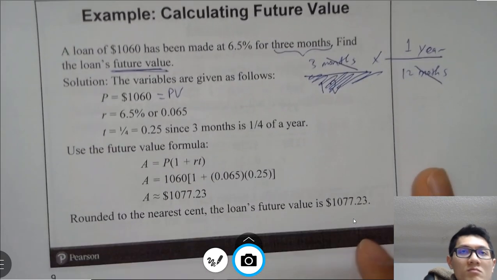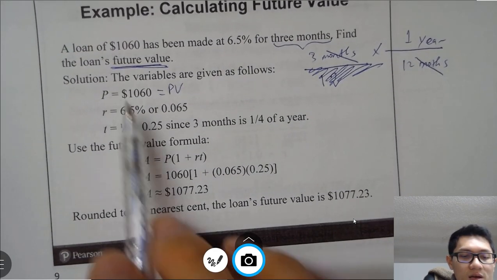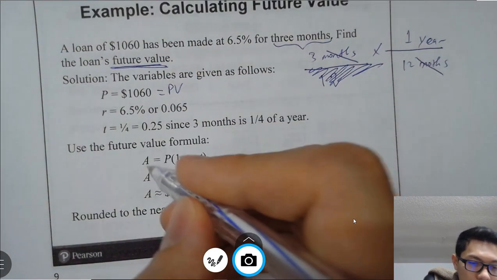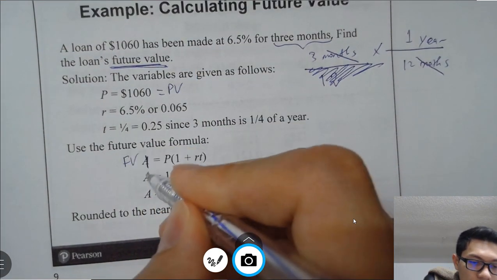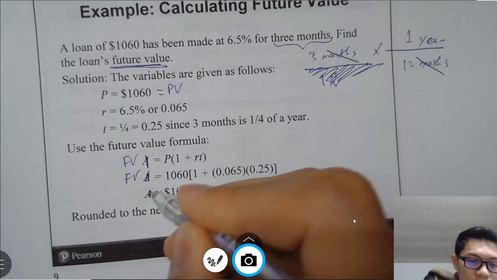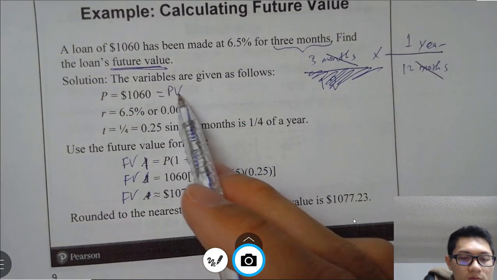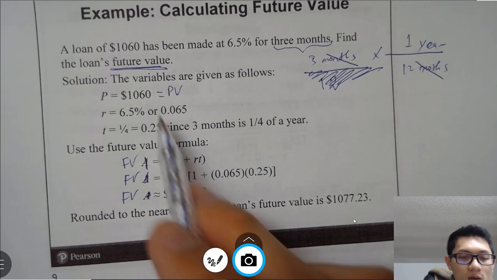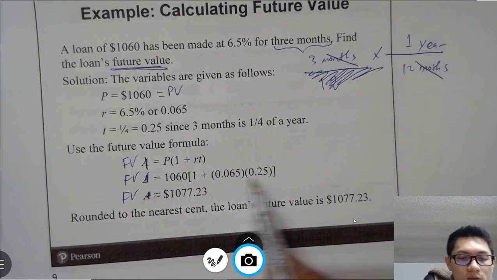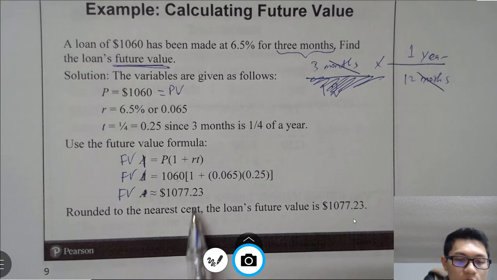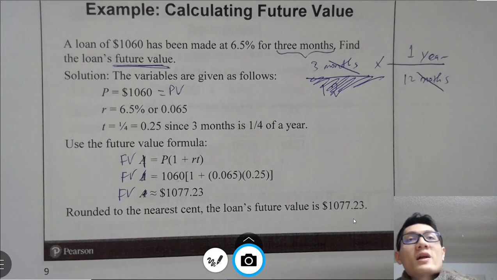Now you have everything, right? Your A is actually FV; A is just FV. P is your present value. We got that, and 1 plus RT, and then you get the amount of the future value, to the nearest cent, so 2 decimal places. So that's your future value.